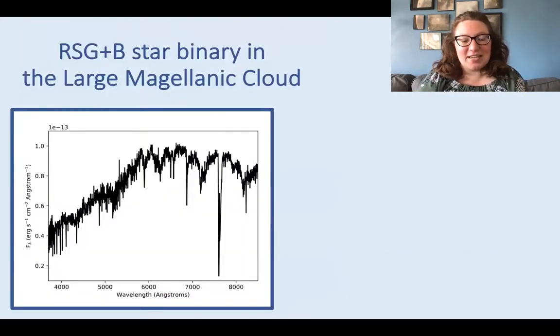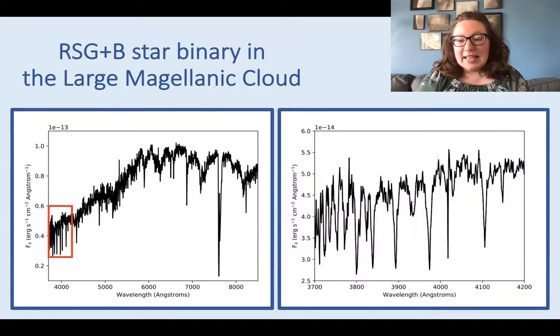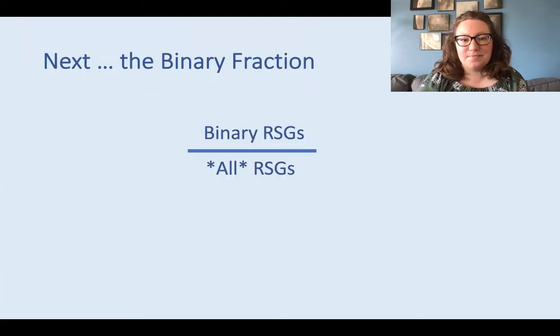And here's an example spectrum of one of them. You see the nice titanium oxide bands, redwards of 6,000 angstroms. And if we zoom in on where the upper Balmer lines are, there they are. So this is a nice red supergiant B star binary in the Large Magellanic Cloud.